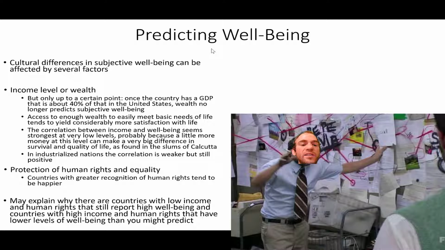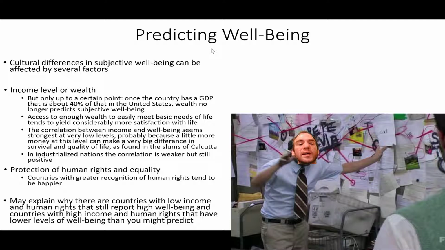In industrialized nations, the correlation is weaker but still positive. Protection of human rights and equality. Countries with greater recognition of human rights tend to be happier. This may explain why there are countries with low income and human rights but still report high well-being, and countries with high income and human rights that have lower levels of well-being than you might expect.